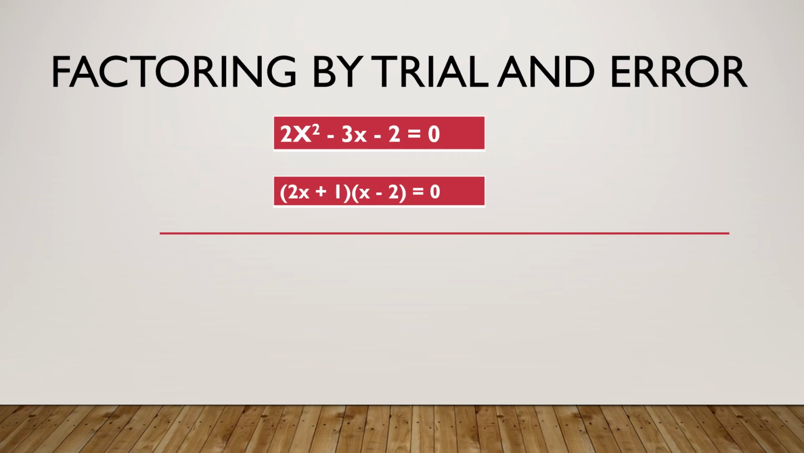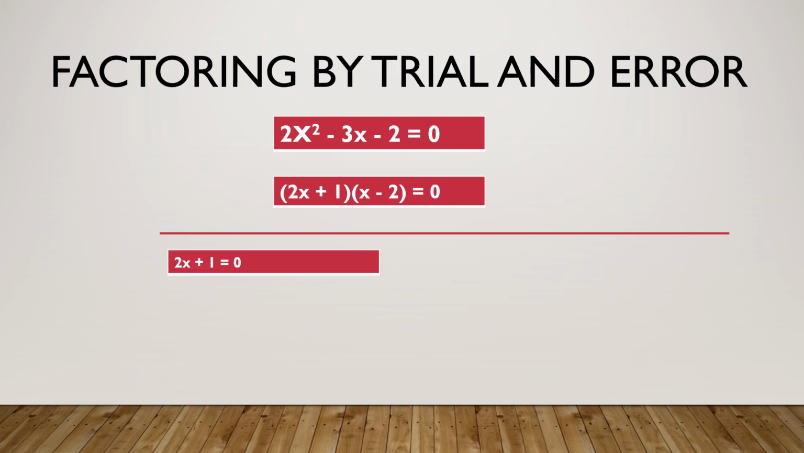Why? Because if we're going to multiply 2x and x, the result would be 2x squared, right? Then if we're going to multiply 2x and negative 2, the result is negative 4x. Then you still have 1 times x, the result is x. So since they are like terms, then add negative 4x plus x. The result is negative 3x, and that is the middle term of the given equation. So that's why we have these factors.